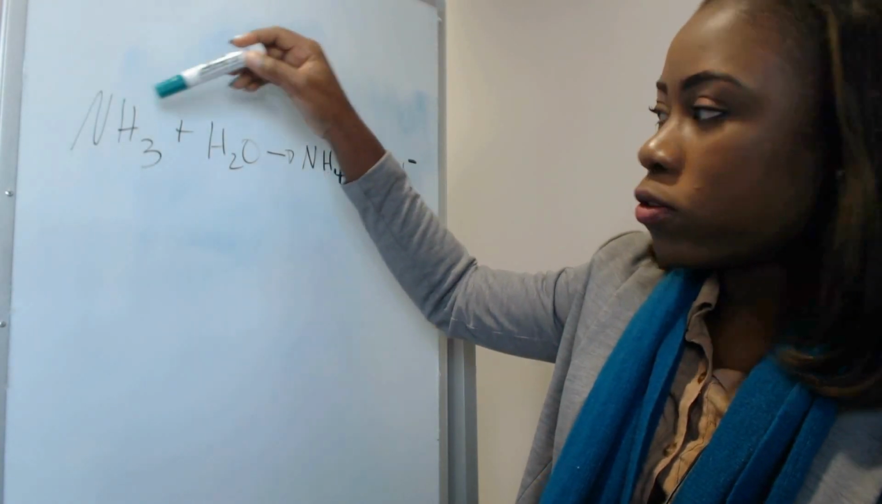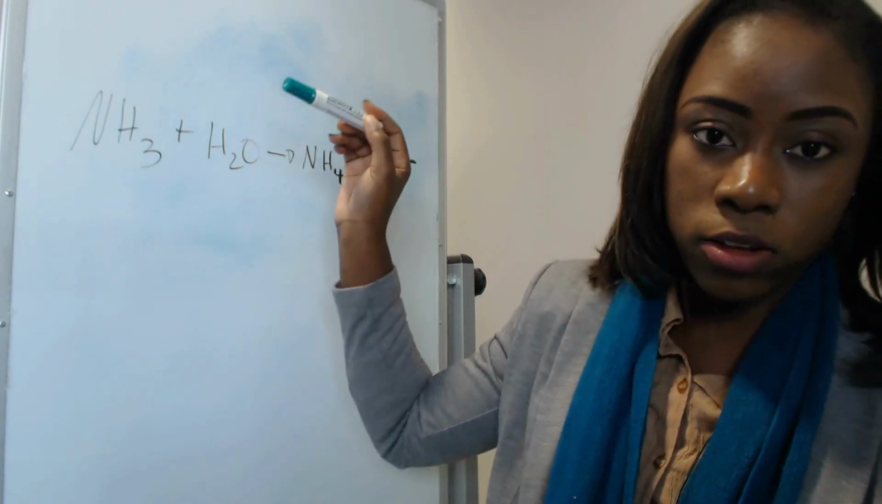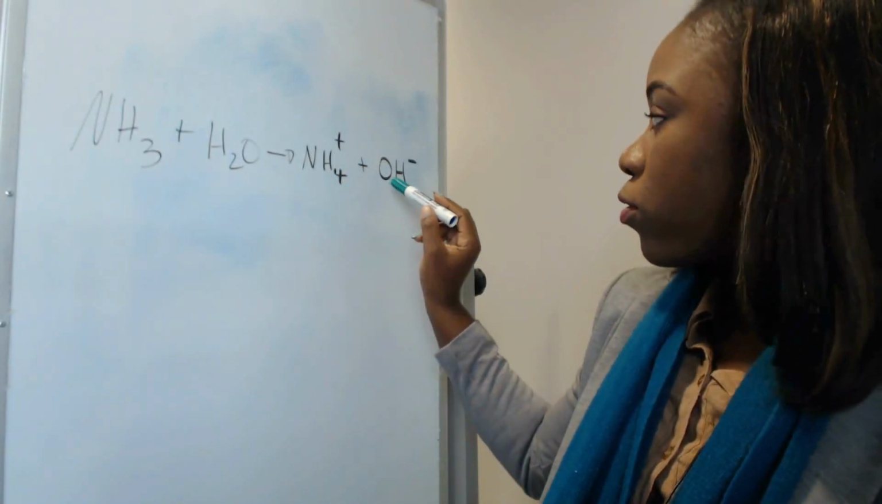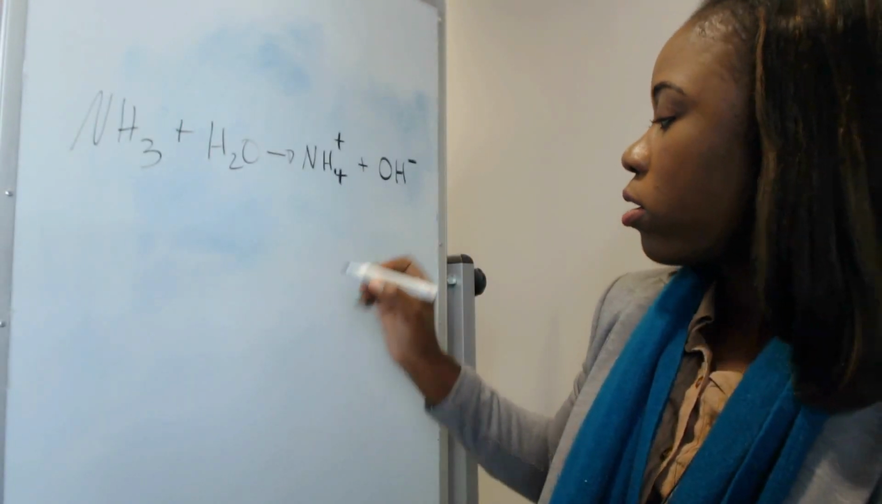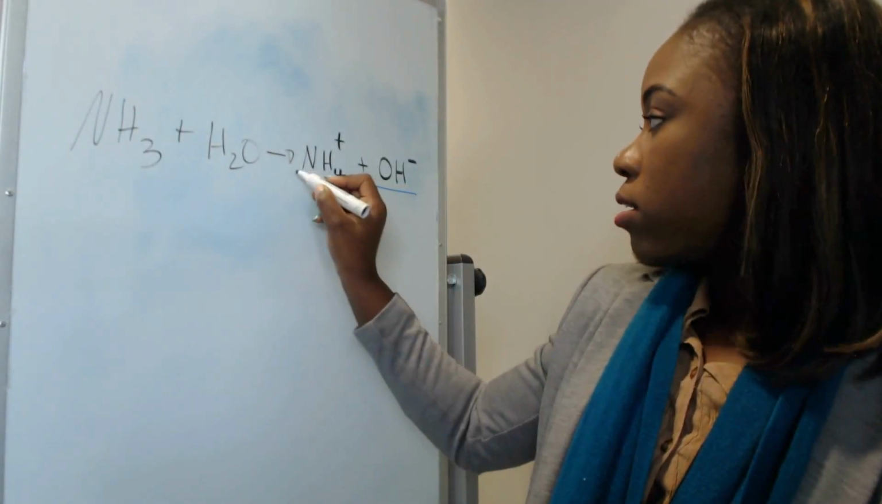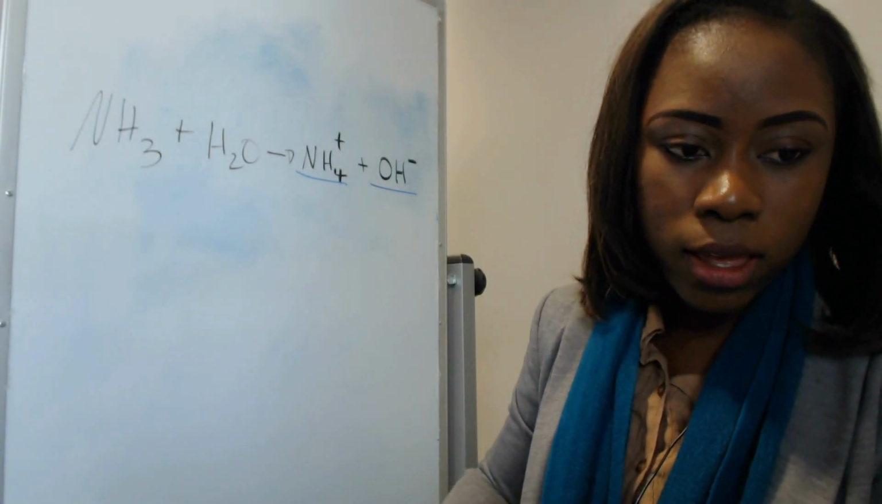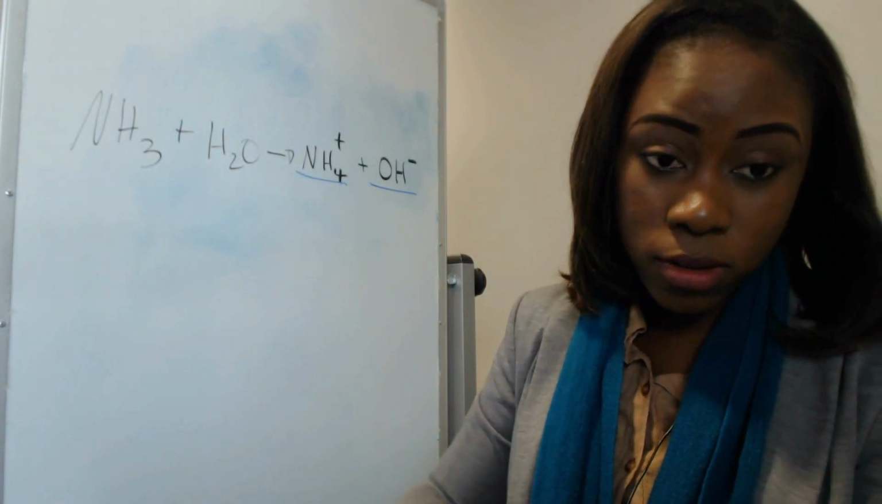And if we're looking here, since this accepts a proton, it's considered a base. Since water gives a proton, it's considered an acid. And whatever remains from water is actually the conjugate base, and this is the conjugate acid. So that's the way it actually works.